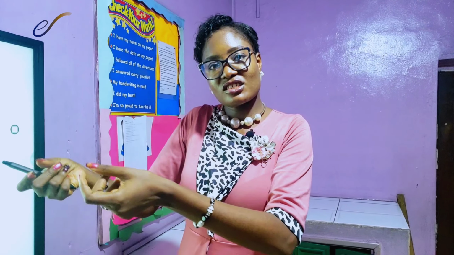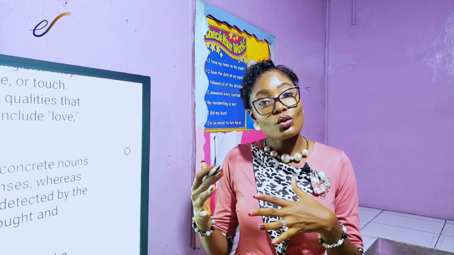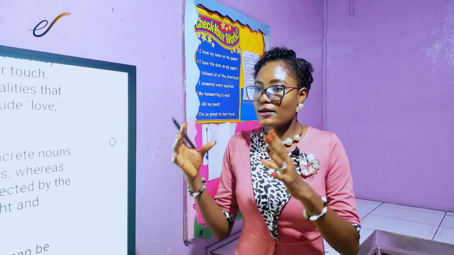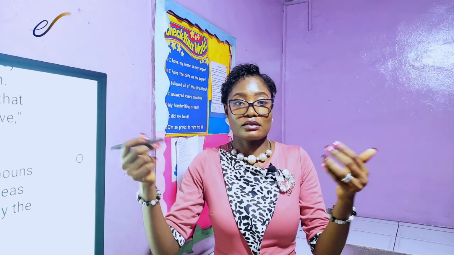When you say this person is a nice person, can you touch nice? Can you see nice? But you understand what is being communicated, okay? That a person is nice. That's what we're talking about, the quality of that person. It's not something you can see or touch.